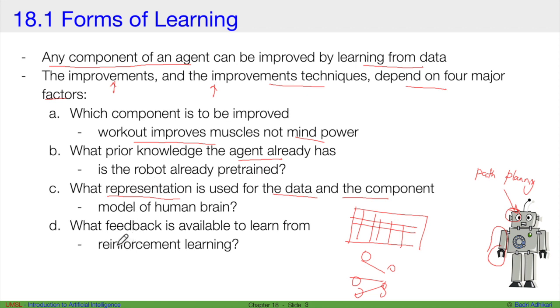What also matters is the feedback available to learn from. In other words, is it reinforcement learning? Is it that we want the agent to learn something at once at the beginning and then later implement it? Or do we want the agent to learn a little bit at the beginning and then iteratively learn as it interacts with the environment? We will look into each of these separately.